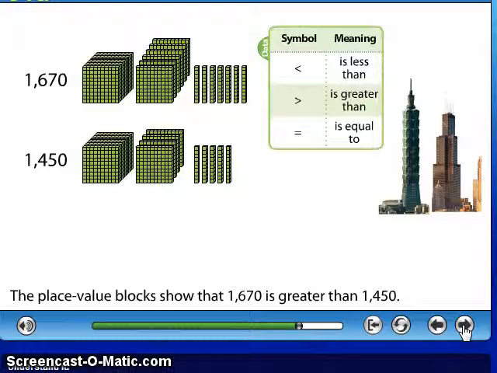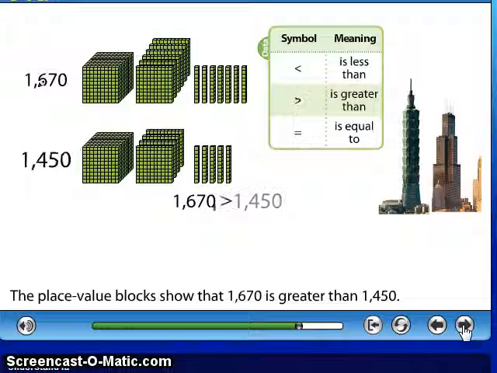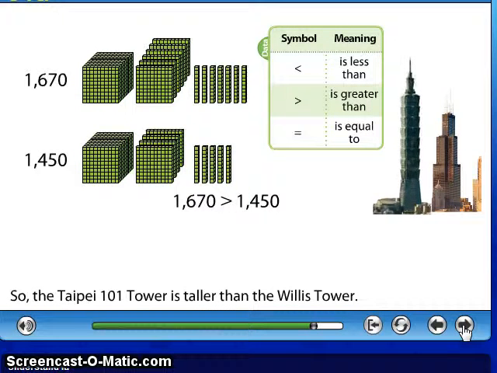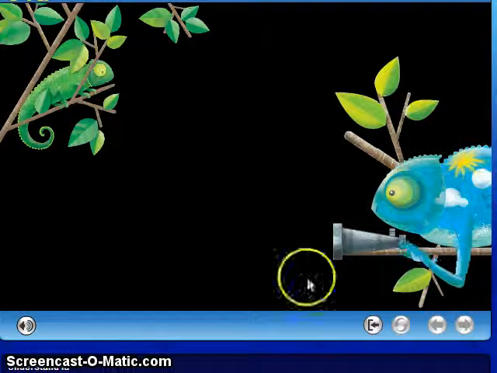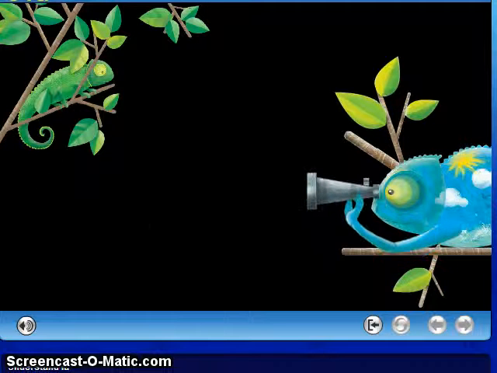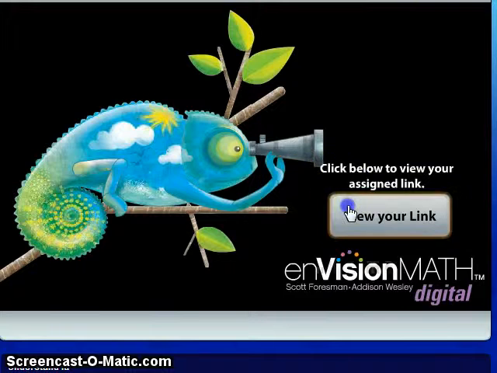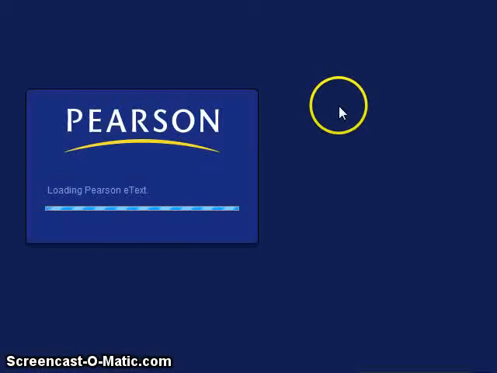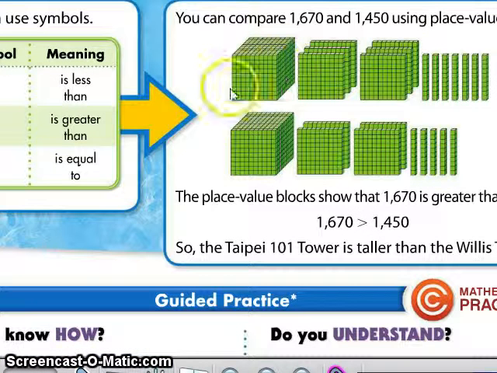The place value blocks show that 1,670 is greater than 1,450. Whew, I'm so smart. I don't even know what to do with myself. So, the Taipei 101 tower is taller than the Willis Tower. We already decided that. Alright, so that's the video. Remember, you start in your biggest place value and you work your way through to determine what each one is worth, or which one is bigger.